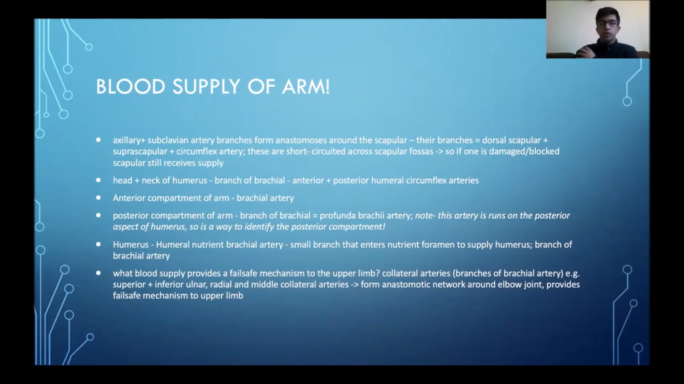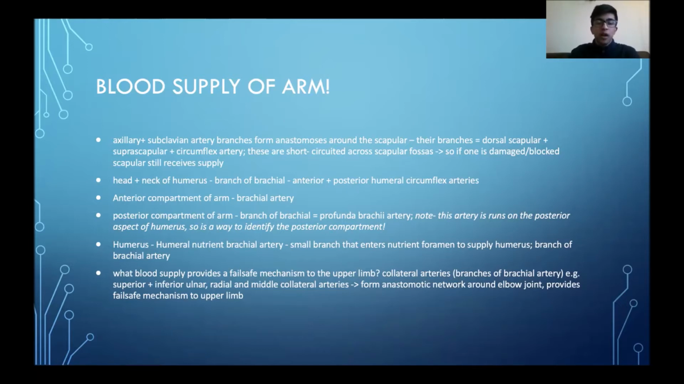The head and neck of the humerus gets a blood supply from the anterior and posterior humeral circumflex arteries. I think of it as a necklace of arteries around the humerus, because head and neck, so a necklace, so circumflex arteries. The anterior compartment of the arm is just the brachial artery, and the posterior compartment of the arm is a branch of the brachial, which is the profunda brachii. So profunda brachii and brachial artery. Boom. The humerus is supplied by the humeral nutrient artery, a branch of the brachial artery.